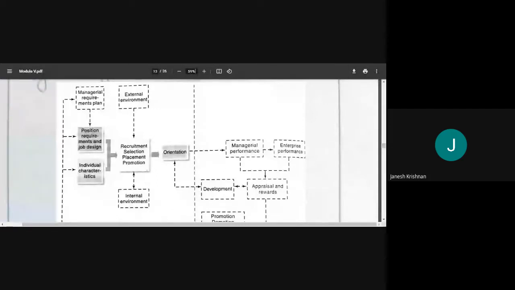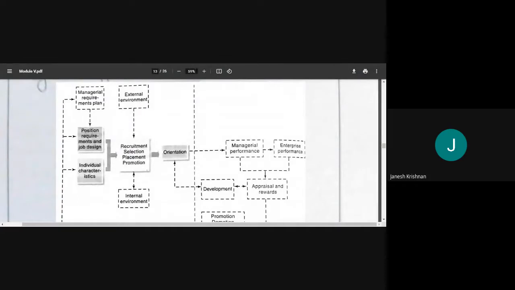To meet that aim, certain positions are open. We have a manager and 2 employees. The manager has to perform tasks A, B, and C. Employees have to perform X and Y. So we have a position requirement and job design based on the manager requirement plans. We also have to take into consideration the individual, whether the person can meet the requirements and do this job. So individual characteristics are also taken into consideration.